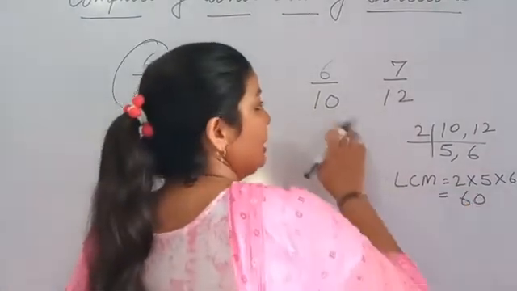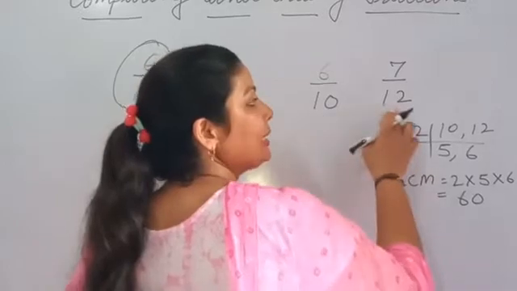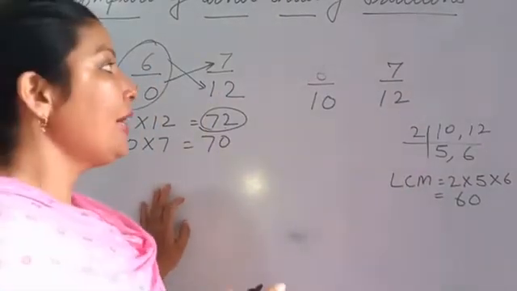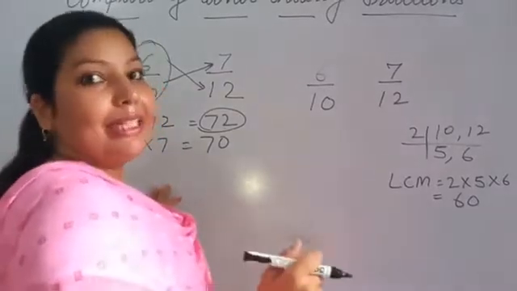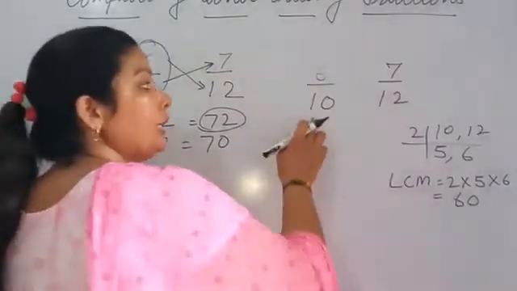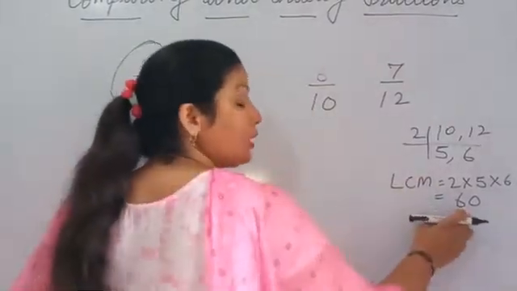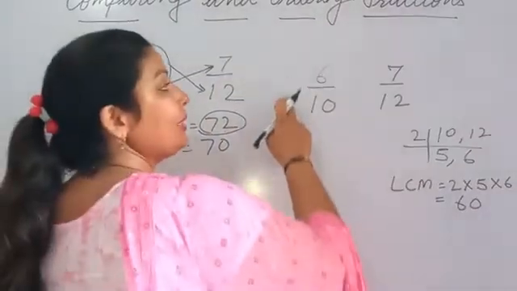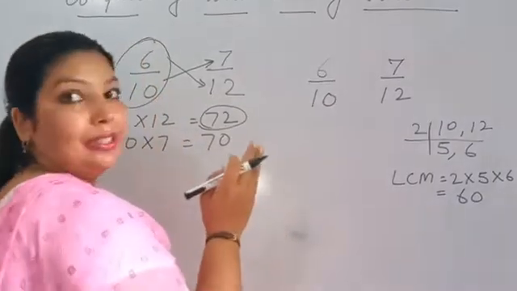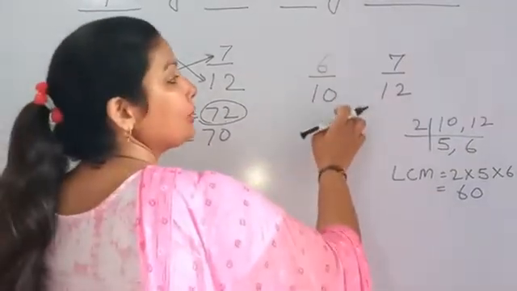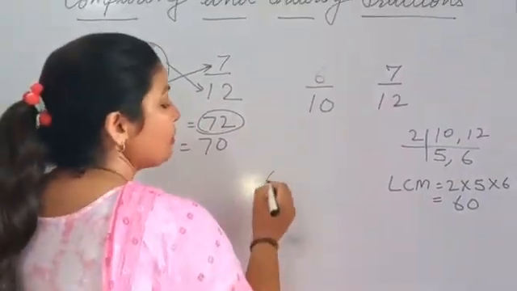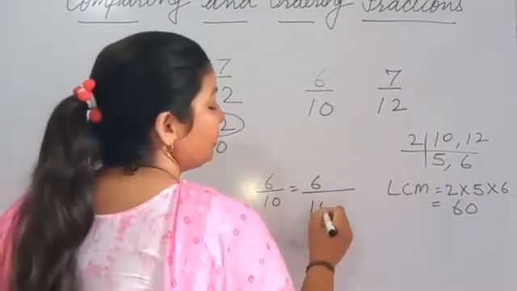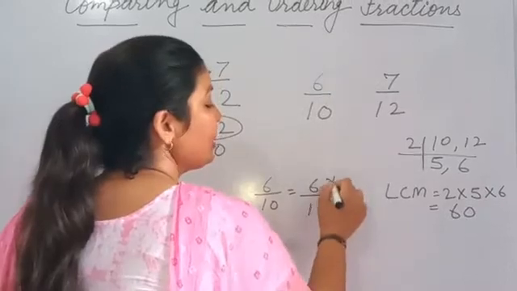LCM is 60, means this will also become 60 and this will also become 60. So how can we make 60? By writing their equivalent fraction. So in the 10 table we have 60 at 6, 10 6s are 60. So we should make its equivalent fraction. We should multiply numerator and denominator by 6. So 6 upon 10 equals 6 upon 10 multiplied by 6 over 6.